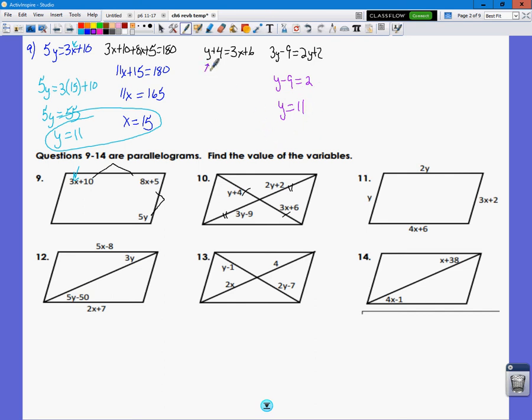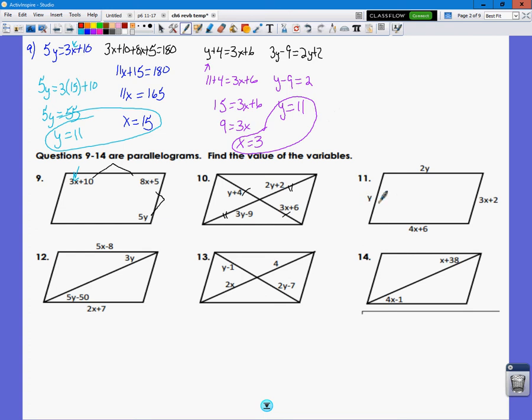I come back over here and I'm going to plug that in. 11 plus 4 equals 3x plus 6. So I have 15 equals 3x plus 6. Subtracting 6, I get 9 equals 3x. So x is equal to 3. X is 3, y is 11.